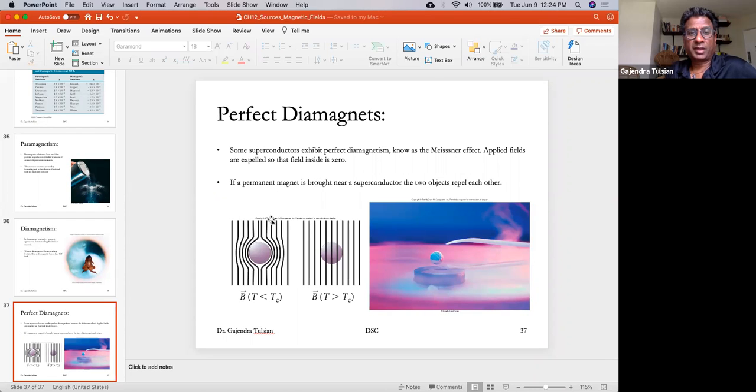Superconductors are perfect diamagnets. So here's a magnet, so here's a magnetic field. And this is a superconducting material above the critical temperature. It's not a superconductor yet. And you cool it down, it becomes superconducting and it kicks out all the magnetic field. And so it's perfectly diamagnetic. All right, so that covers this chapter.